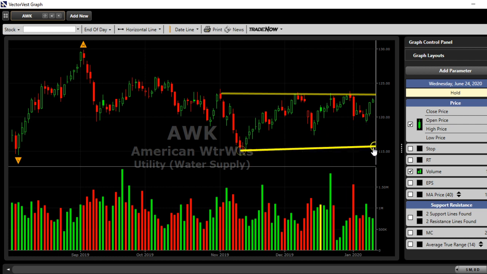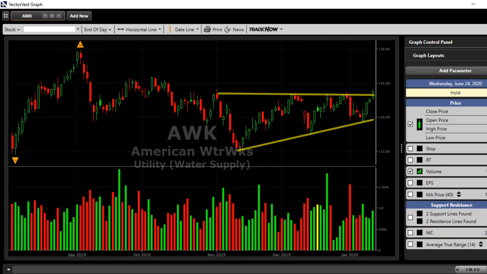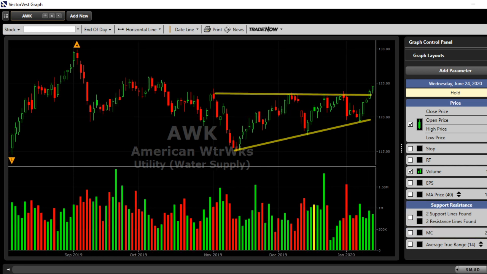You don't have support. That would be a rectangle, or support and resistance. You actually have higher lows, so it's an ascending triangle. And what we look for is a breakout to the upside, a breakout above resistance. And there it is. There's your breakout above resistance on some pretty good volume there. Okay? So you take your trade.